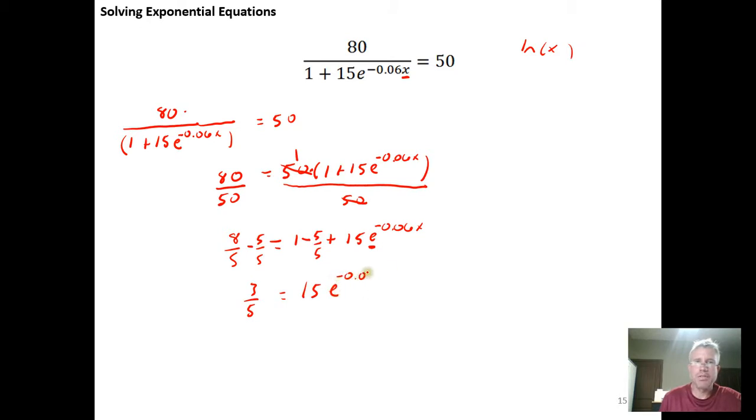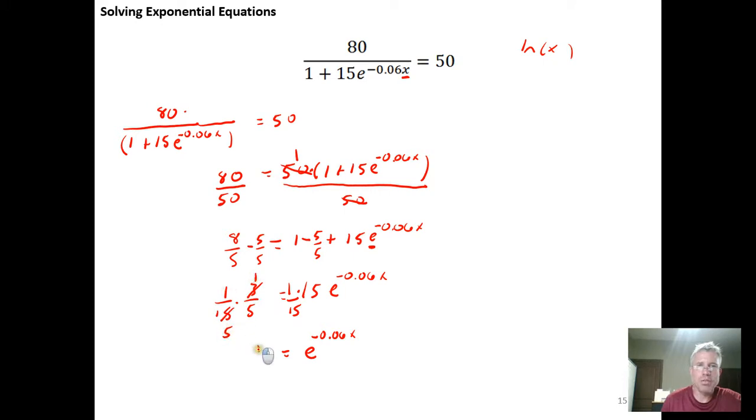And then I can divide both sides by 15. I could divide both sides by 15, but it's going to give me a complex fraction on the left-hand side. So I'm going to restrain myself from doing that. And I'm going to recognize that dividing by 15, I'll get the same result if I just multiply by its reciprocal, 1/15. 1/15 of 15 is 1, e to the negative 0.06x. And I can simplify this fraction a little bit.